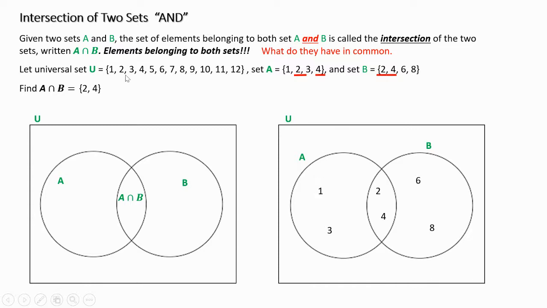Now, because this is my universal set, from 1 through 12, what elements are not in set A and B? All the elements that are not in both of these sets have to go outside the circles of A and B. So for example, 1 is not in there. There's 6. 7 is missing, so 7 goes on the outside. 8 is there already. 9, 10, 11, and 12. That's how you do this problem in a Venn diagram.